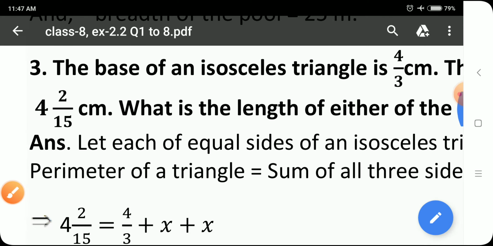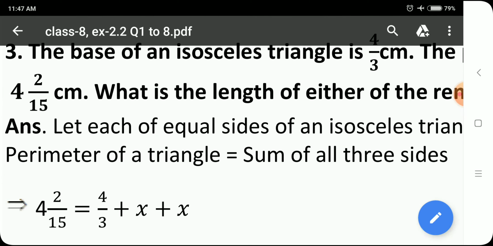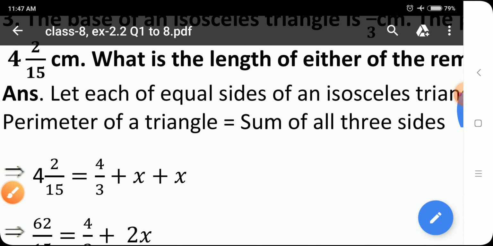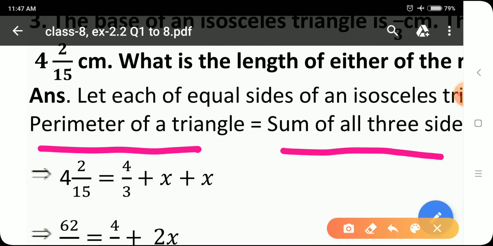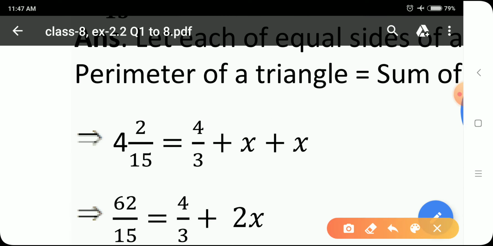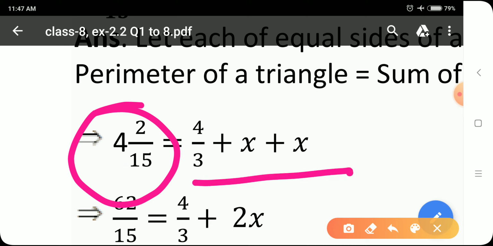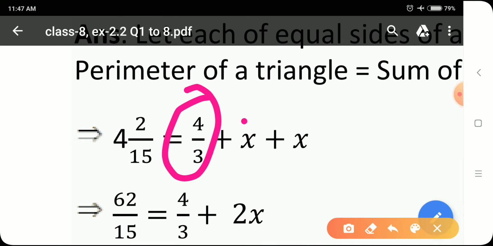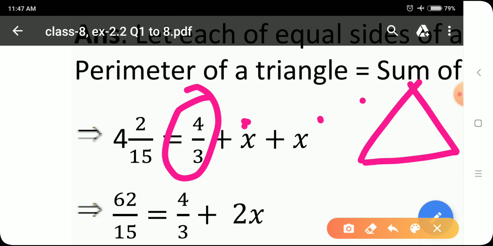Okay, so let's move to the solution. Let each of the equal sides of the isosceles triangle be x centimeter. Equal sides are x centimeter. You know that the perimeter of the triangle is equal to the sum of all the three sides, and the perimeter is 4 and 2 by 15, and this is equal to the sum of the three sides. Base is 4 by 3 and the other two sides are x. These two sides are x and this is 4 by 3.